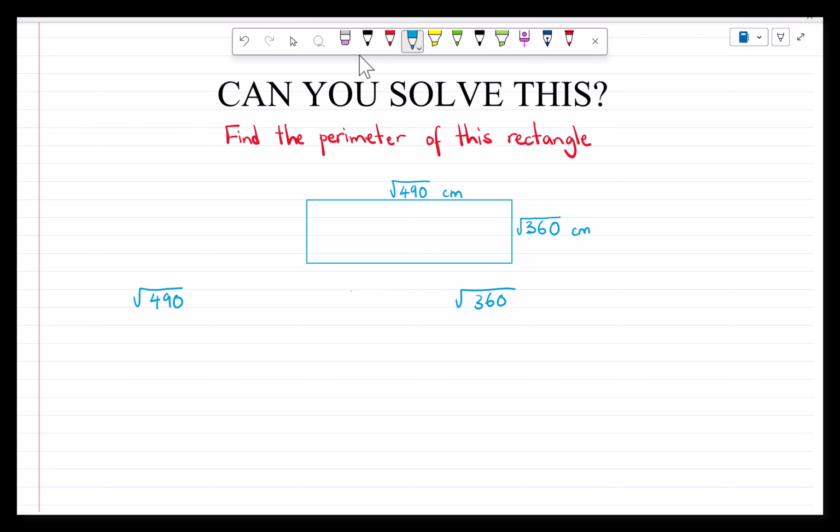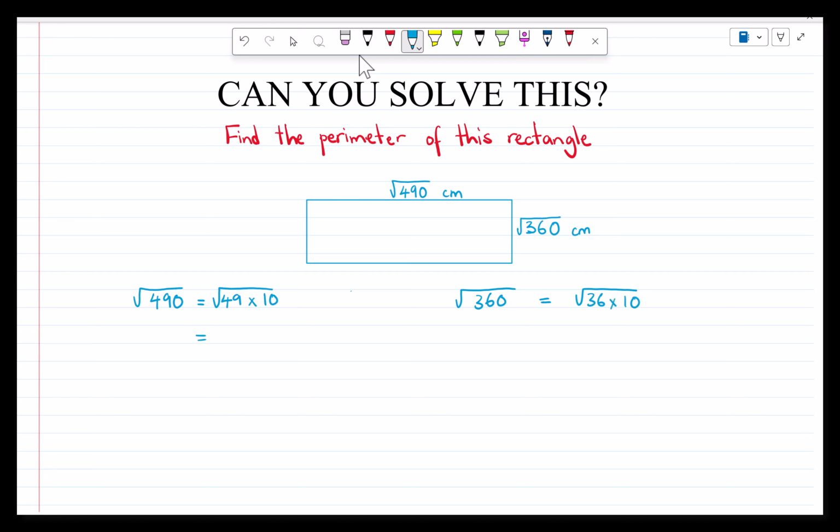So 490 is equal to, remember, when you're simplifying, you try as much to look for a perfect square in whatever you are simplifying. And in this case already, I can see that 490 is 49 times 10, and 49 is a perfect square. So we can rewrite this as 49 times 10. And the same goes for 360. 36 is a perfect square, so I can rewrite this as 36 times 10.